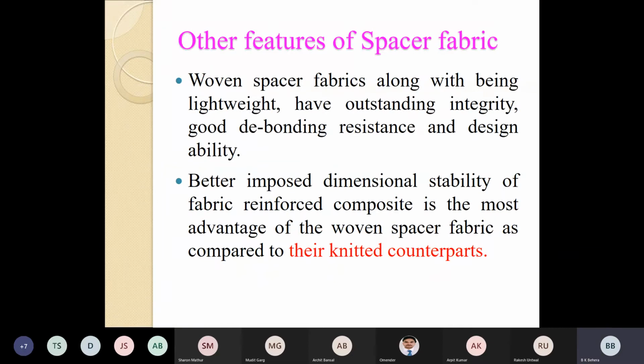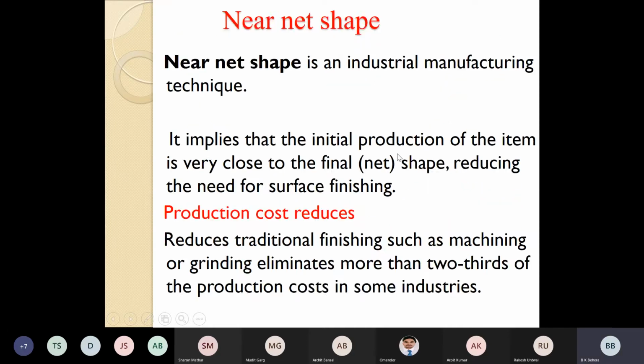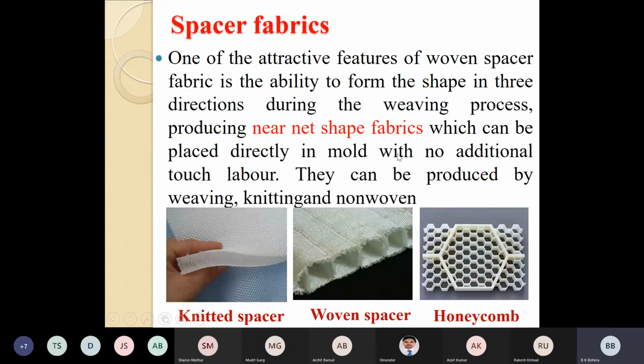Other features of spacer fabric. Woven spacer fabrics, along with being lightweight, have outstanding integrity, good debonding resistance, and designability. What are all these terms? Lightweight, no doubt, because it is hollow. Outstanding integrity. What does it mean, outstanding integrity?